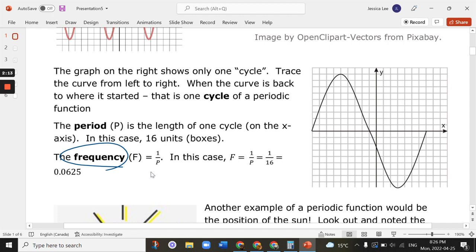Frequency, on the other hand, represented by the letter F, will always equal 1 over P. In this case, frequency will equal 1 over 16, and like any other fraction, you are free to turn it into a decimal number, 1 divided by 16, which is 0.0625.